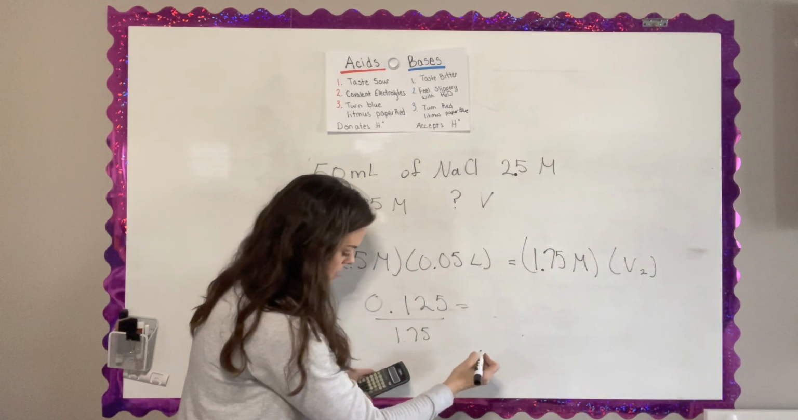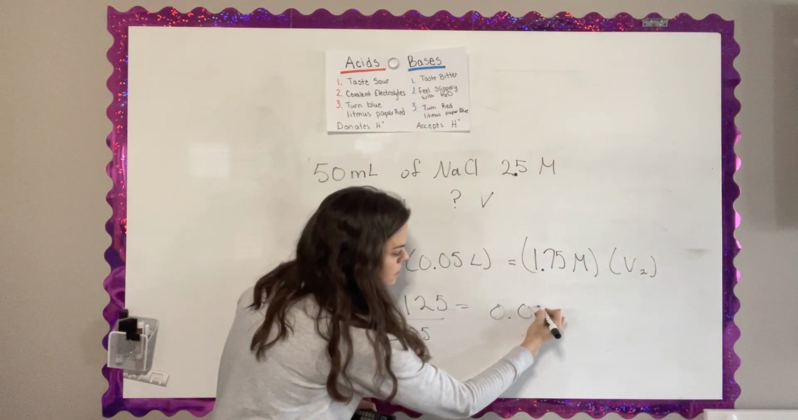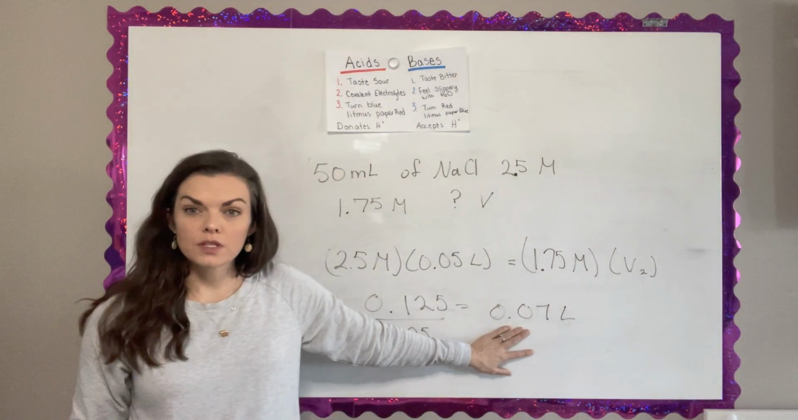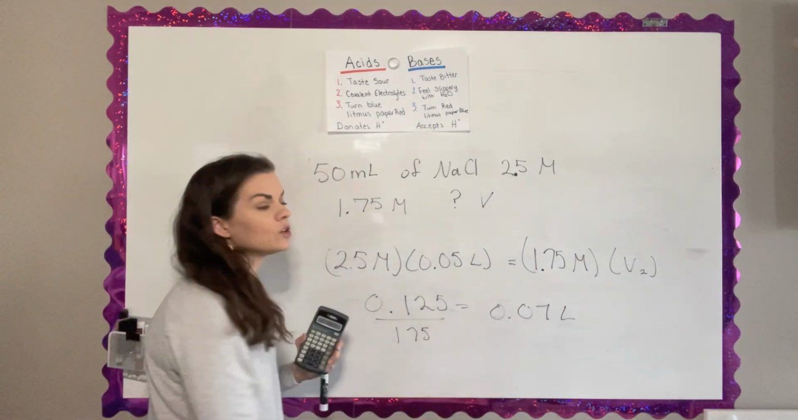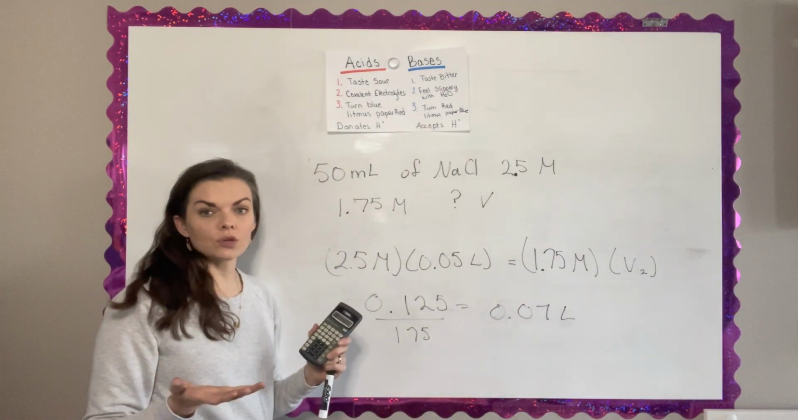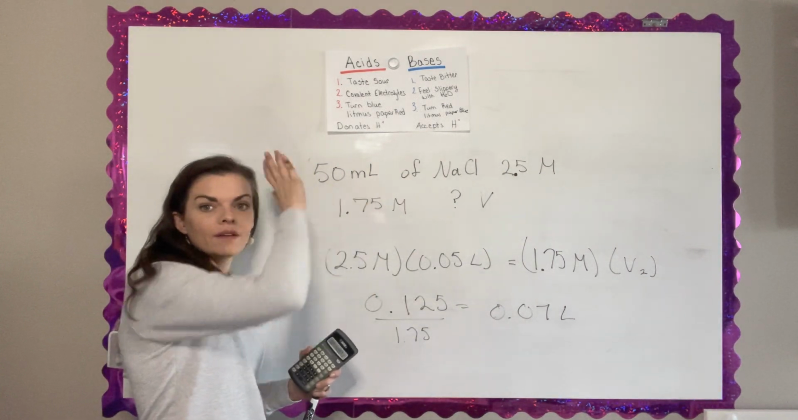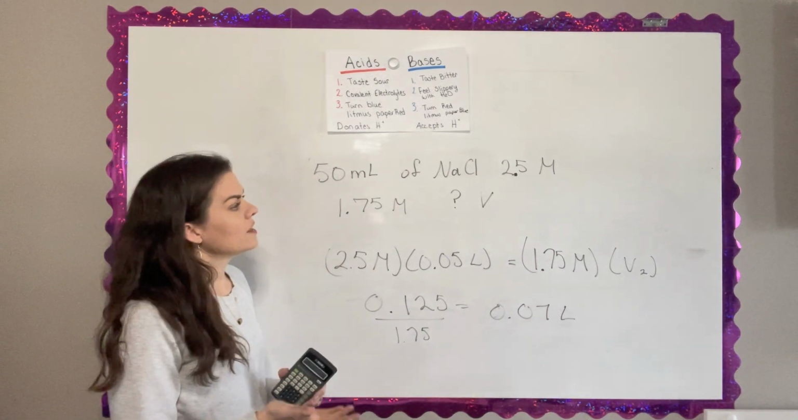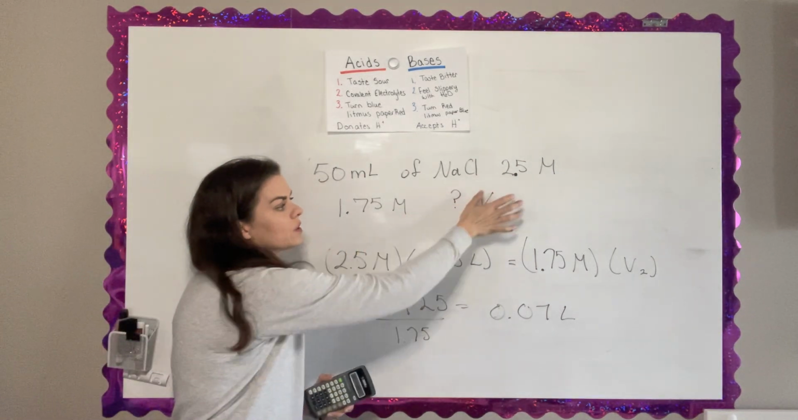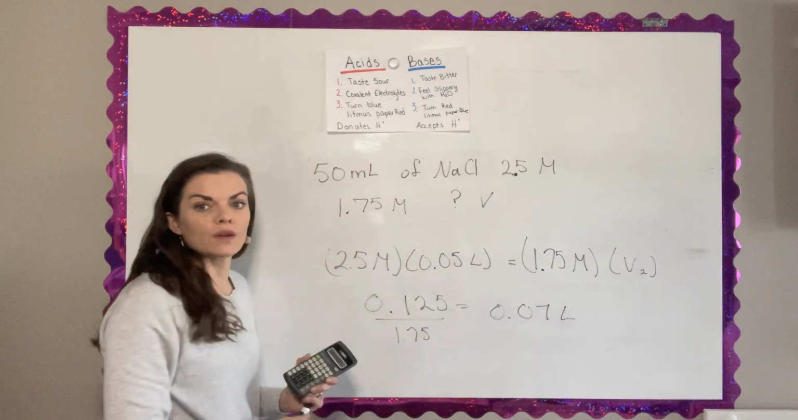And the volume that you get is 0.07 liters. We're making 0.07 liters or 700 milliliters. So you would need to take this amount of the original solution and add water until you get to 700 milliliters. And that would dilute it down to a 1.75 molarity solution.